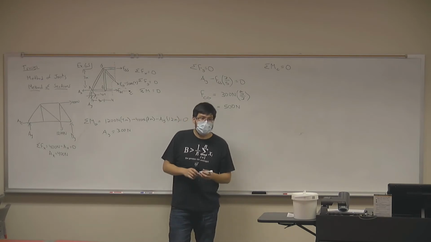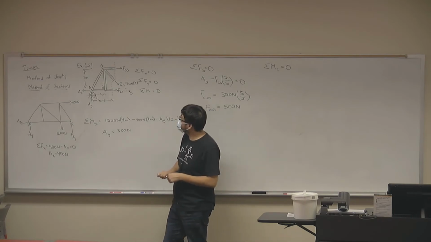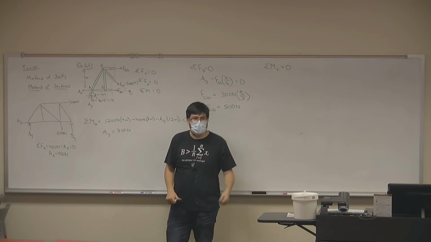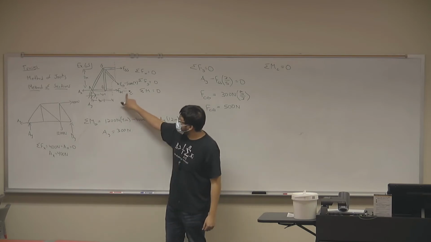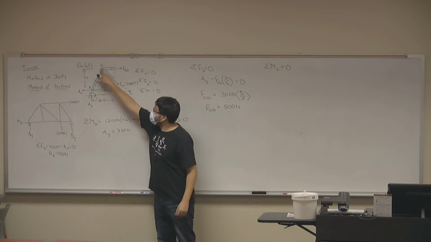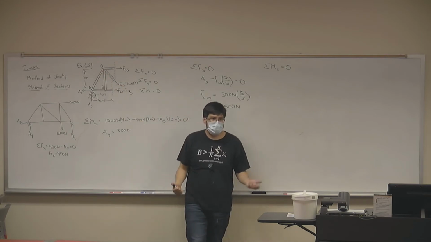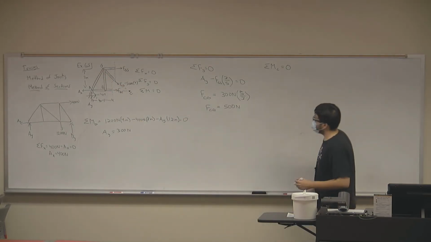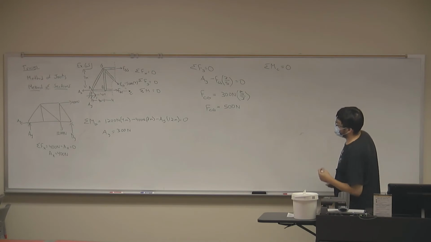Could we also do it around G, because that would eliminate FC? Yep. And let's do it both ways. Let's do C so we can find FEG, and let's do about G so we can find FBC, right? So let's do it both ways. So we get moments about C. And let's start with C because I already drew it on the board.